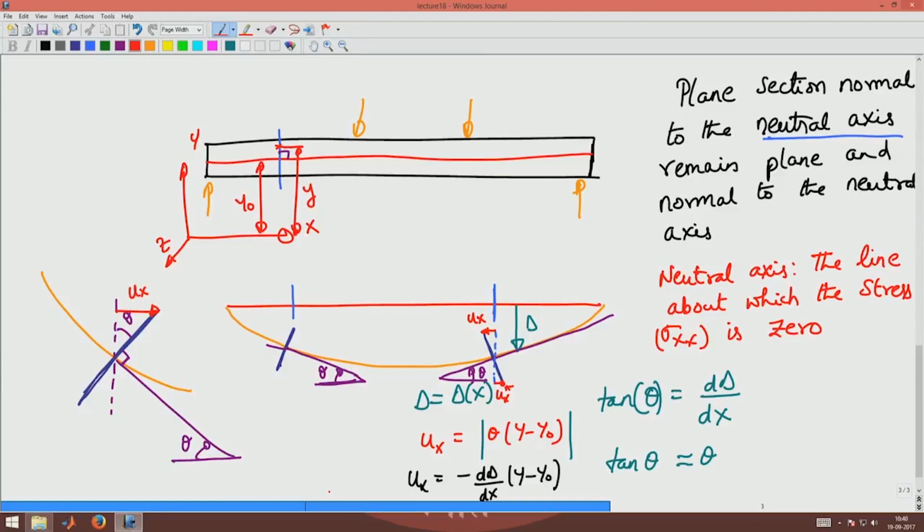In general, now u, the displacement vector, is given by u x E x, that is minus d delta by dx into y minus y naught E x, plus delta, a function of x, into E y. To be more specific, let us write it as delta of y, being the y component of the displacement.